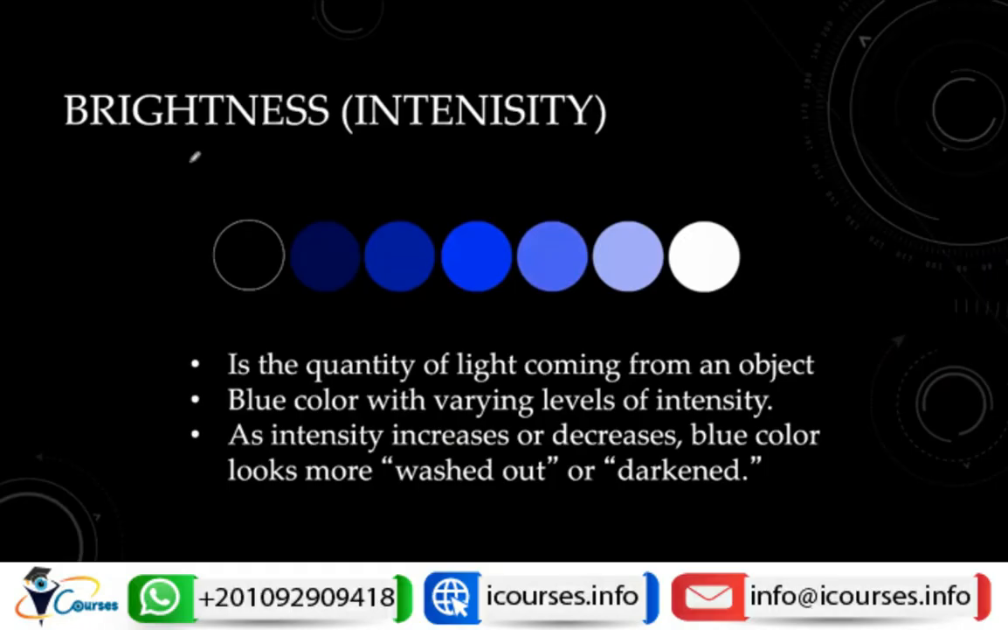The third term is called the brightness or the intensity. The brightness or intensity is a term that reflects how much light is coming from this color, so how much the color is illuminated. It is a term for the luminosity: how much the color is appearing bright and intense.